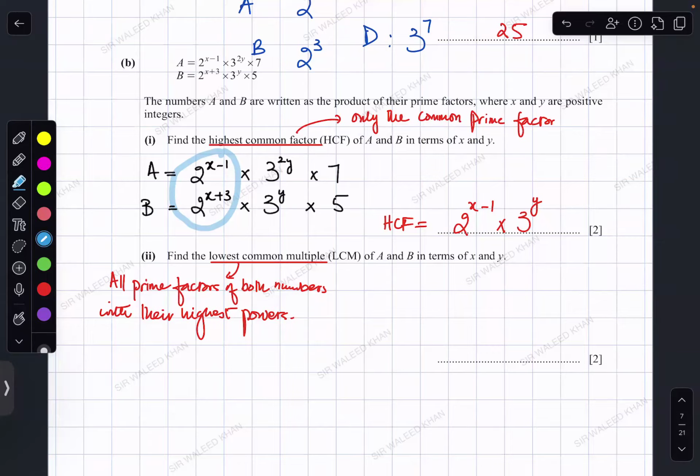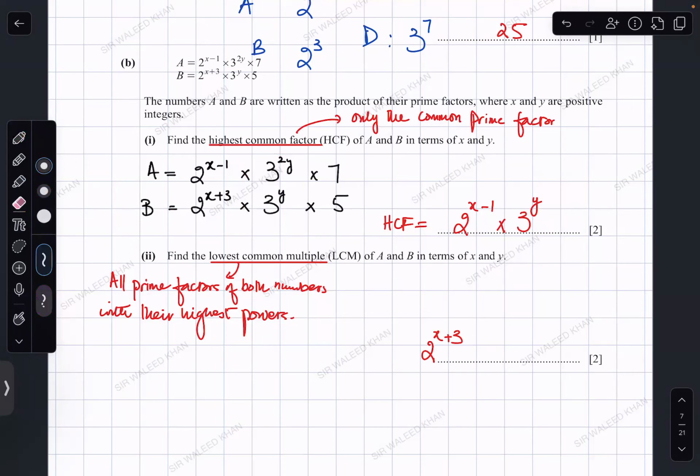Shimil, tell me, which one is bigger power in the one highlighted? Is it 2 power x minus 1 or 2 power x plus 3? X plus 3. So I will select this for LCM. Okay. Then, which one is higher power? 3 power 2y or 3 power y? 3 power 2y. So I will select this for the LCM.